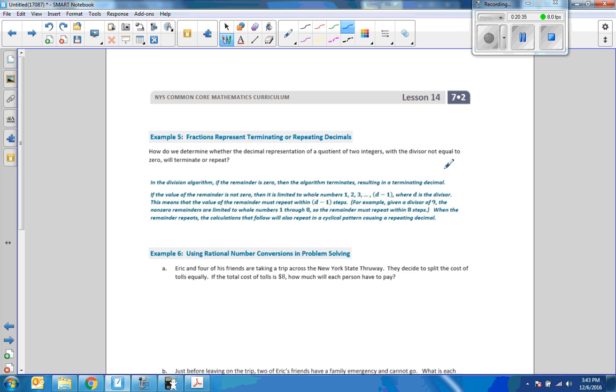If the value of the remainder is not zero, then it is limited to a whole number between 1, 2, 3, all the way out to d minus 1, where d is the divisor. So let me go back to an example to explain that.